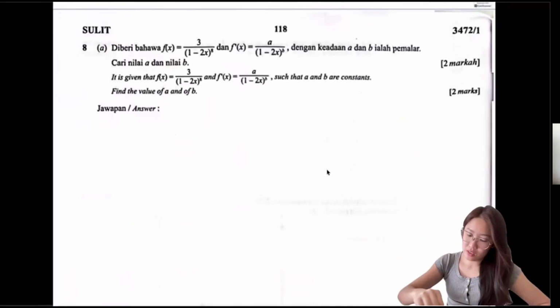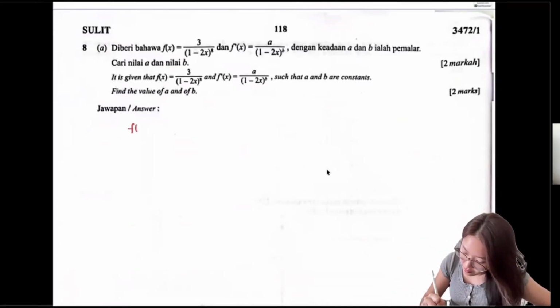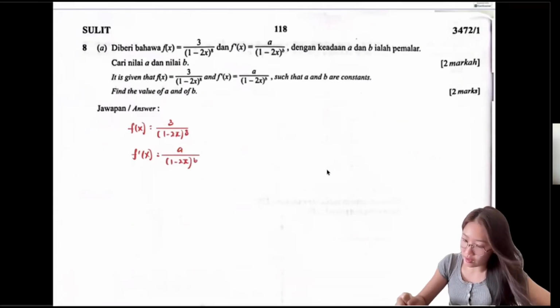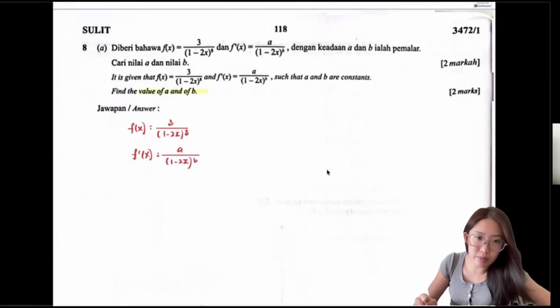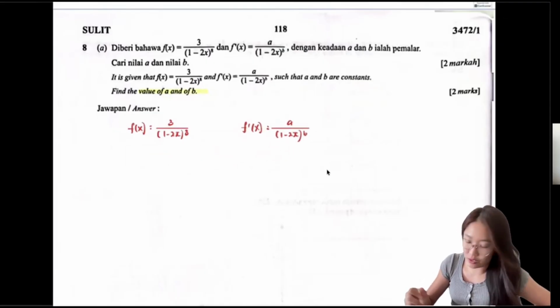Okay, so here, question A. It is given that f(x) equals 3 over (1 minus 2x) power 8. And then when you have f prime over that, which means you are differentiating it, you have a over (1 minus 2x) power b, such that a and b are constants, and then they want us to find the value of a and b. So this one you just have to differentiate yourself.